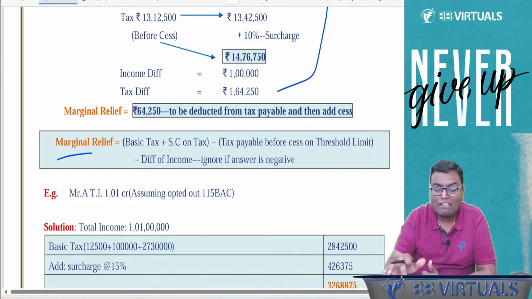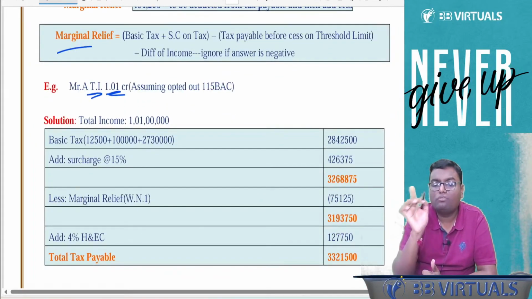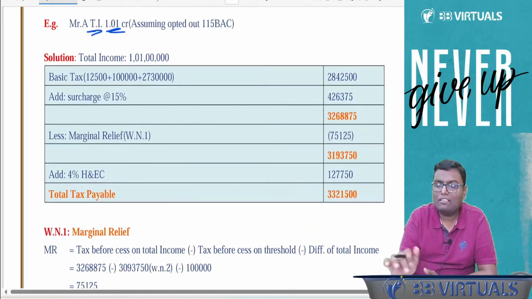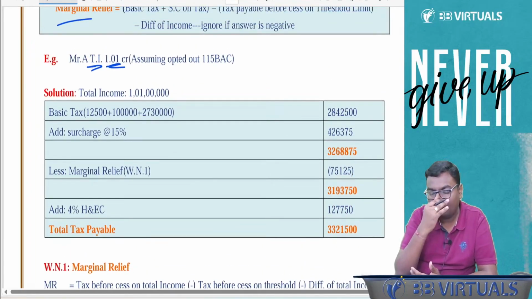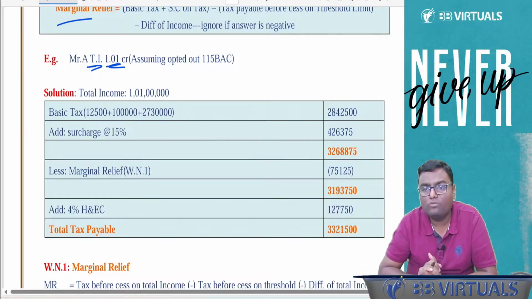Then I have written the example containing total income 1 crore 1 lakh. Calculate the same and tell your answer with this. Calculate 1 crore 1 lakh and tell your answer with this. I'm giving you 1 minute for this.